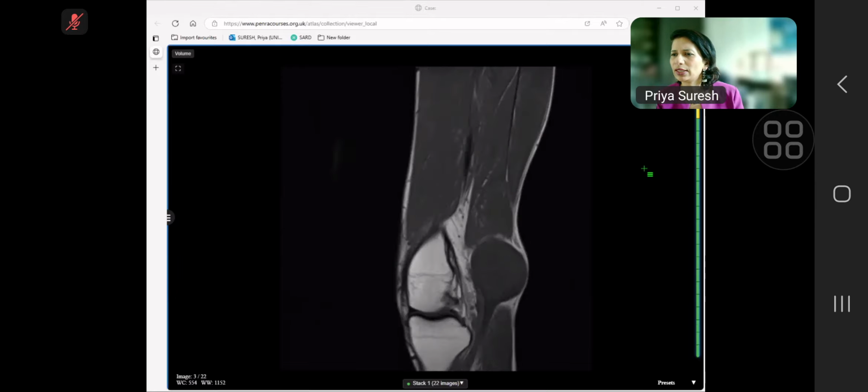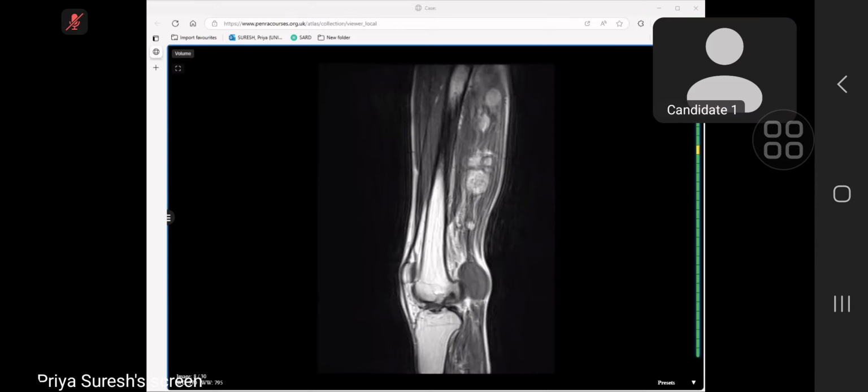So, in conclusion, keeping in view the multiplicity of the lesions, these can be multiple neurofibromas, and the other possibility is that it can be metastatic deposits. I would refer this patient to the sarcoma MDT for biopsy of the lesion and confirmation of the diagnosis. What metastatic deposits are you thinking about? It's a less likely possibility, but keeping in with the imaging appearance and signal intensities, neurofibromas are my first possibility.